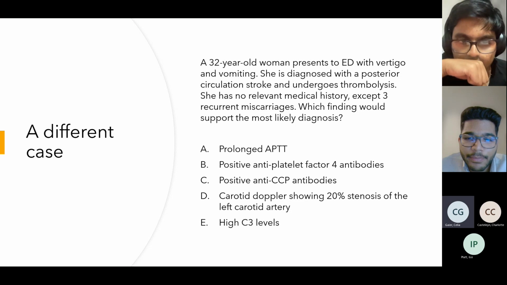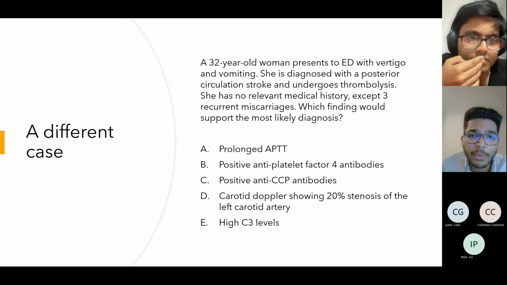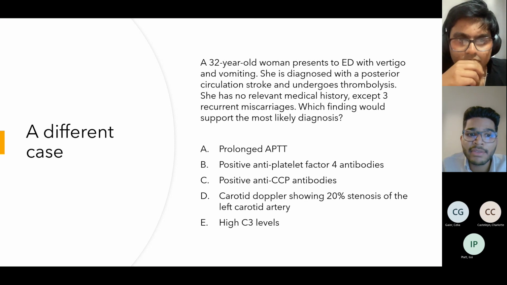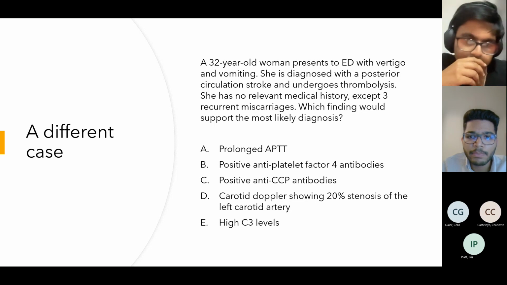Does ischemia cause hypercoagulability? I can't remember. Yeah, I think it can. But what we're looking at here is a hypercoagulable young lady who has had recurrent miscarriages. And this is very suspicious for the antiphospholipid syndrome.